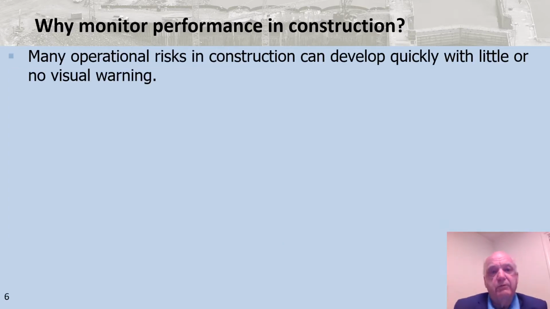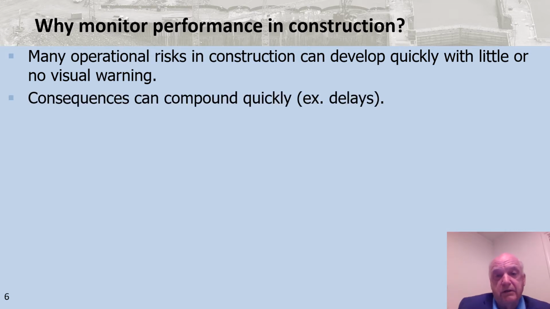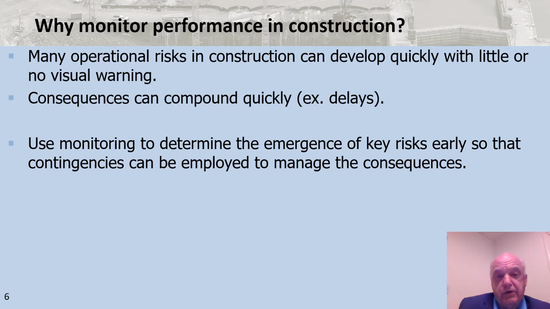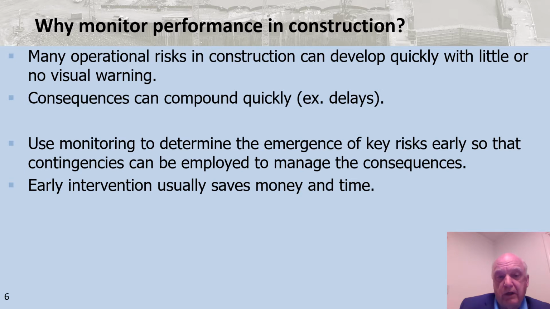A little more on why we monitor performance during construction on tunneling. Many of the operational risks we face in tunnel construction can develop very quickly with little or no visual warning. I'll give you an example of that in a minute or two. The consequences can compound quickly. An example might be something that seems relatively small but creates a significant delay. If we're on a project with multiple contractors working, those delays may compound into millions of dollars of claims. We use monitoring to determine when key risks are emerging early so that we can implement contingency measures and help manage those consequences. So the whole idea of knowing what's going on and being able to respond quickly saves us time and money.